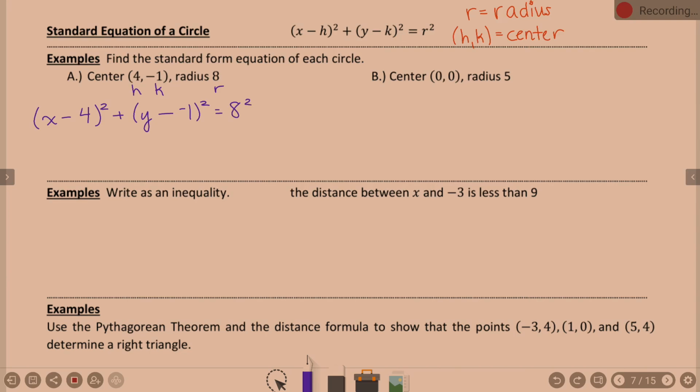8 squared. Now, this isn't exactly the form I'm going to leave it in, but this is pretty close. Okay, I'm going to clean up a little bit. So, I'm going to have (x minus 4) squared, (y minus -1). As Logan mentioned, that is the same as y plus 1. Quantity squared equals, and what do we know about 8 squared? 64. And that's where I'm stopping.